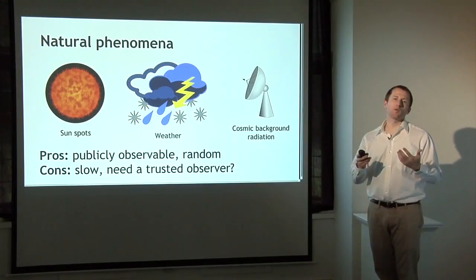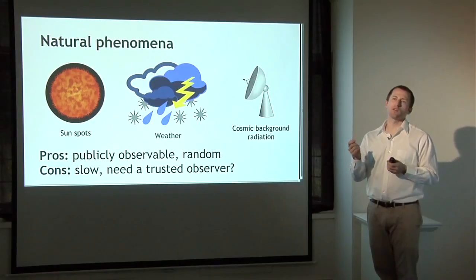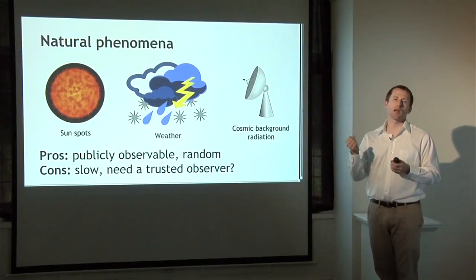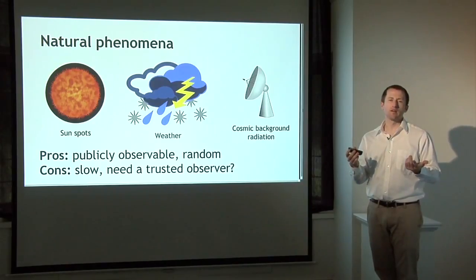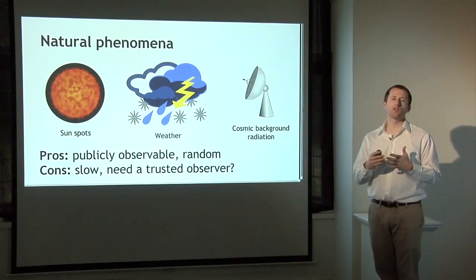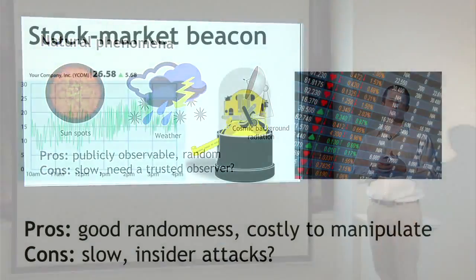To get around that problem, we would probably need to designate one specific person's thermometer to actually measure this phenomenon, or maybe we'll use the National Weather Service. But at that point, you've basically reinserted one trusted party who has control of the process.